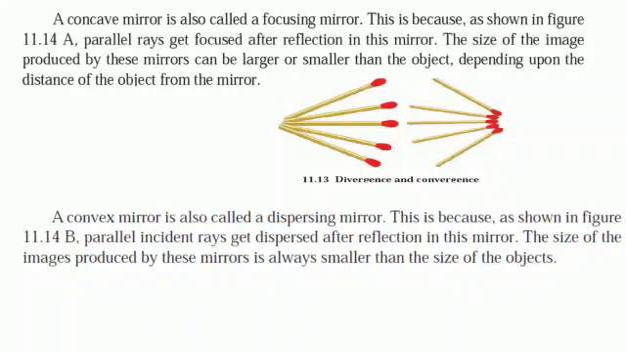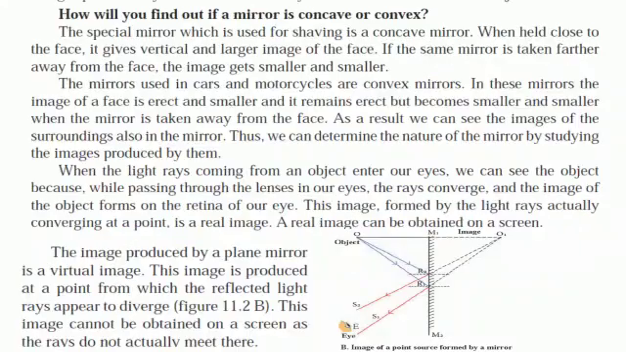The size of the images produced by this mirror is always smaller than the size of the object. So in a concave mirror, the size of the images can be smaller or larger depending upon the distance of the object from the mirror. But in the case of a convex mirror, the size of the images produced is always, remember, always smaller than the size of the object. So this was focusing mirror and dispersing mirror. How will we find out if a mirror is concave or convex?